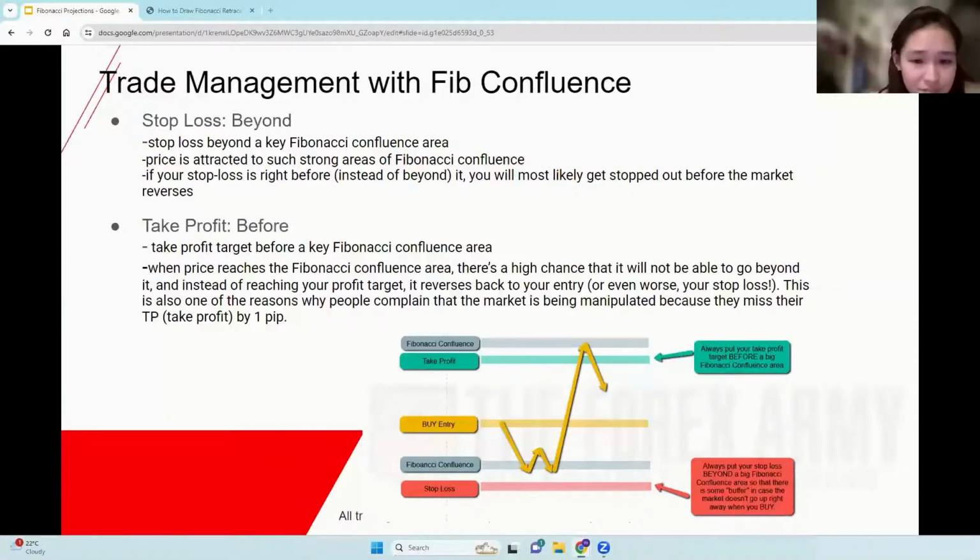For take profit, we recommend to place your take profit before a key Fibonacci confluence area because there is a high chance that price won't be able to go beyond that level. So instead of reaching your profit target, it reverses back to your entry or even worse, your stop loss. And that's why people complain that the market is being manipulated, because they might miss their take profit by 1 or 2 pips. You can see in the example I've included over here exactly how you should place it if you are going in for a buy entry. If you're going for a sell entry, it will just be the opposite.